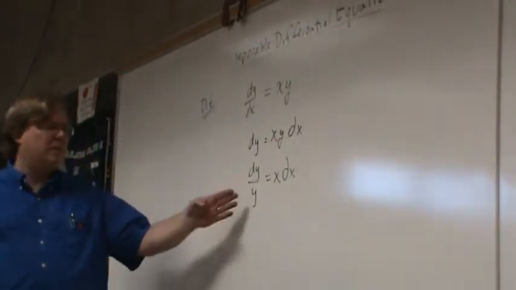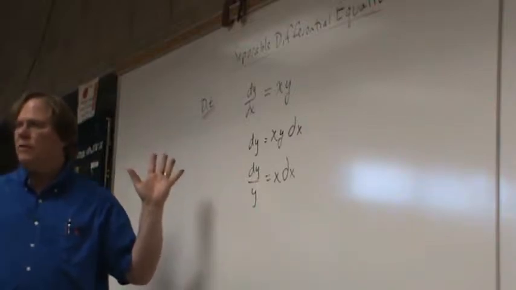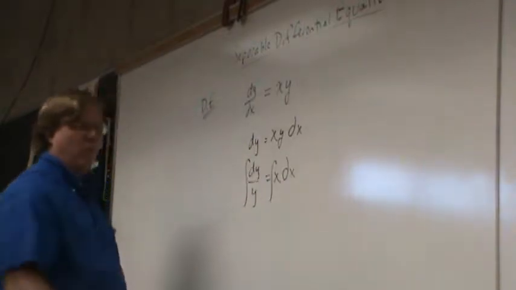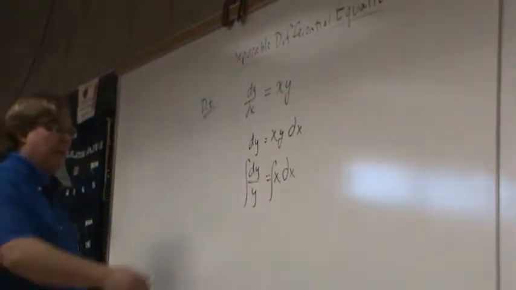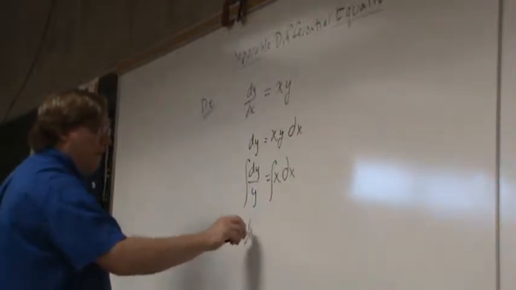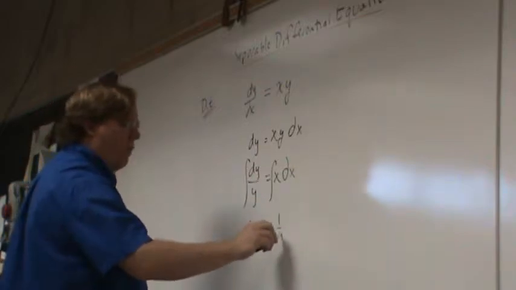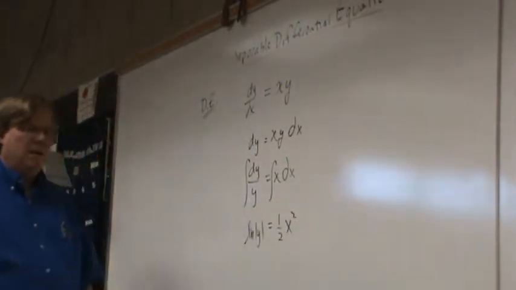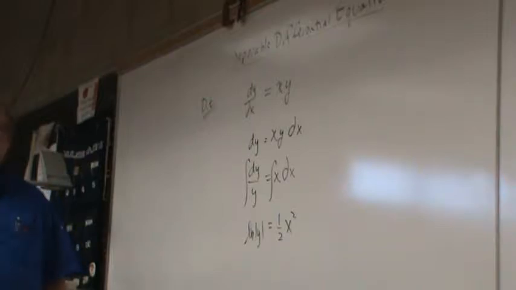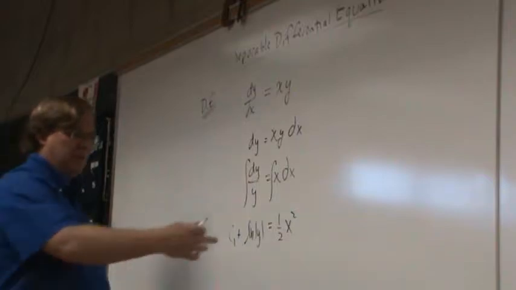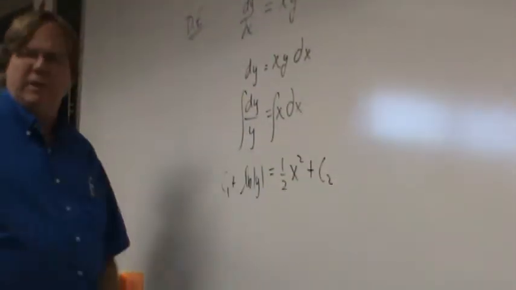And when you can do this, then you have a separable differential equation. Now I can take the antiderivative of both sides of this equation. The antiderivative of dy over y is the natural log of the absolute value of y. The antiderivative of x is 1/2 x squared. And when you take an antiderivative, you need a constant of integration, correct? So you could say this is ln y plus some constant c1, and this is 1/2 x squared plus some other constant c2.